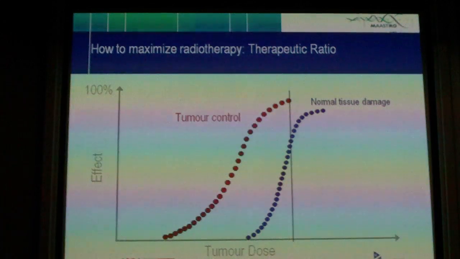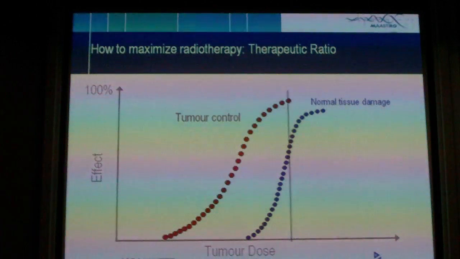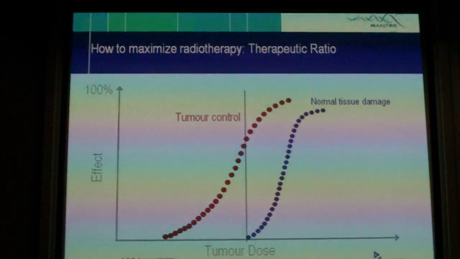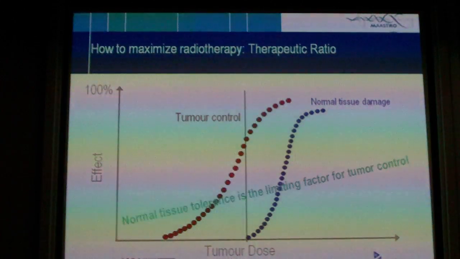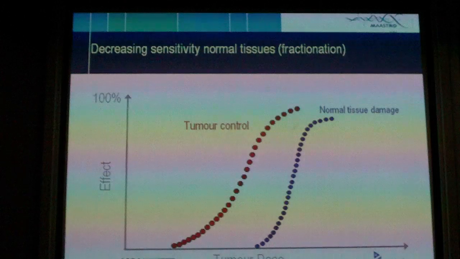So we want to spare normal tissue. What we do want is 0% damage to normal tissue. However, this means that we only have 75% effect on our tumor, so we don't have the maximum capacity to kill the tumor. So this means that normal tissue is a limiting factor for tumor control. So what can we do?